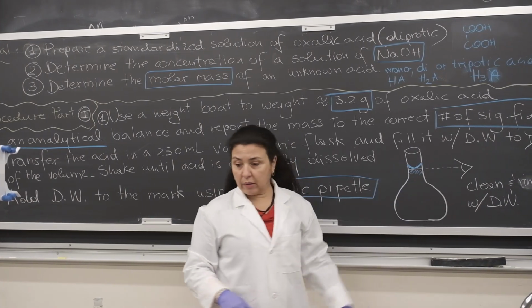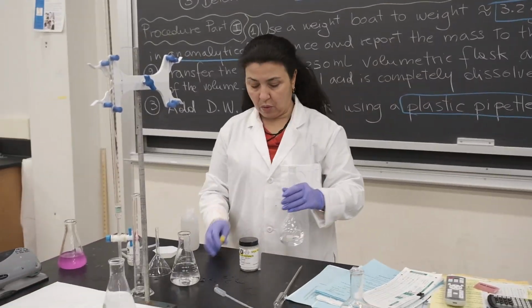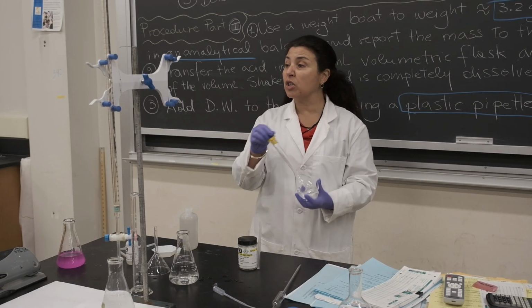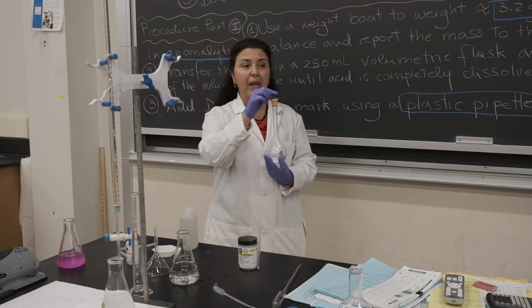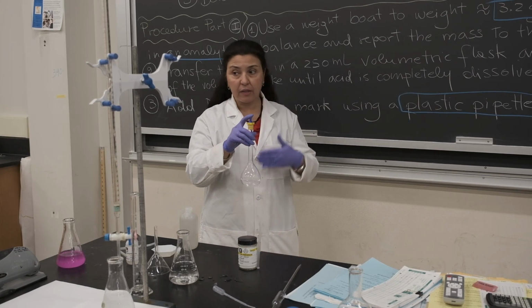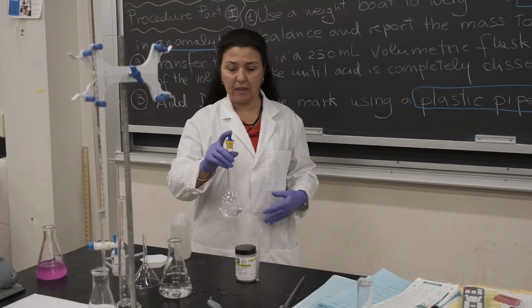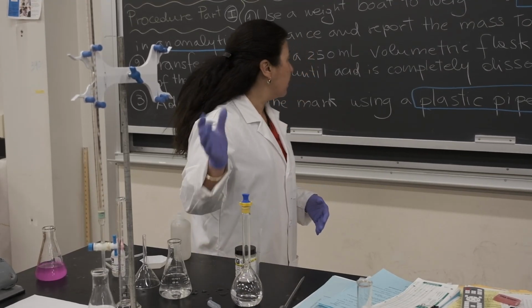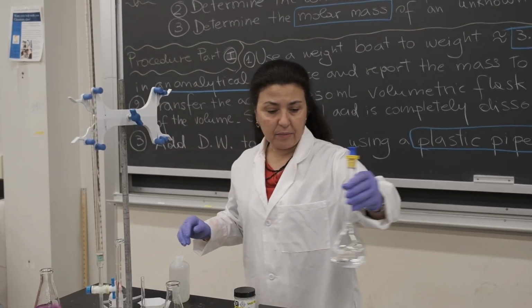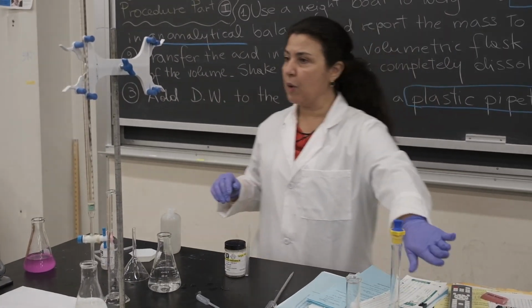Once you add the water to the meniscus, you close again, you cap again your flask, and you homogenize. You make your solution homogeneous so that the concentration is the same throughout the flask. Okay, so this is our acid and we put it aside.